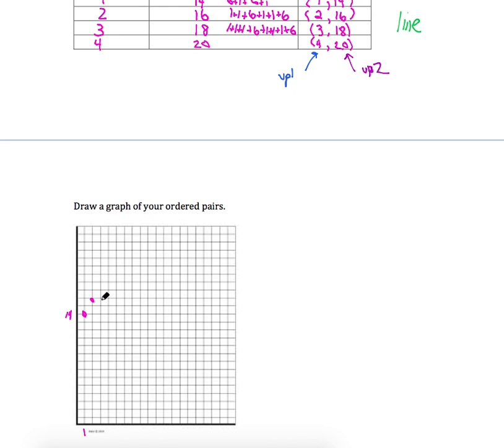And then 3 is going to be moving this way, and then up to 18. So remember, I'm at 16 right here, so I'm going to go 17, 18. And then I'm going to go over to 4, and I have to go to 20. So remember, I'm at 18 here, 19, 20. So when we graph those points, you can see that that makes a line.